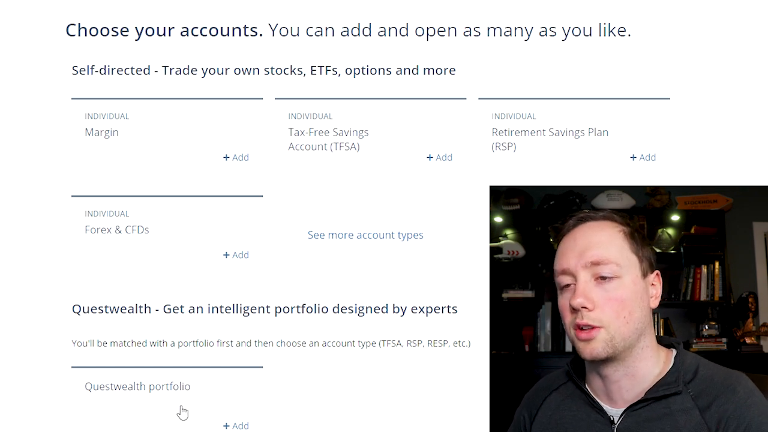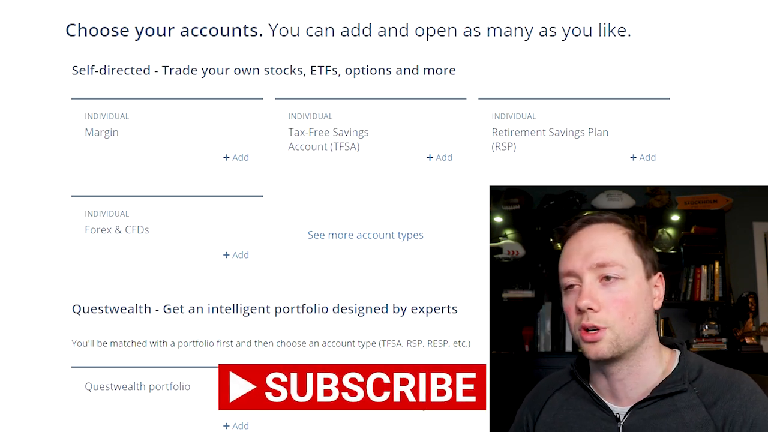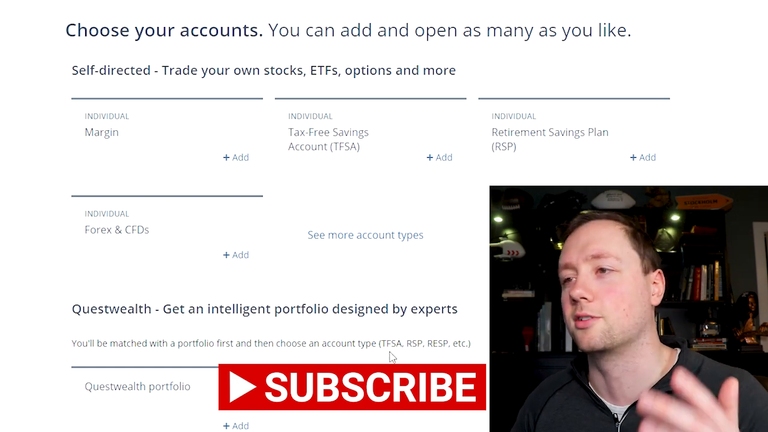You can also go with a Quest Wealth portfolio where they will basically invest your money for you. But here we are trying to learn about how to invest in the stock market.